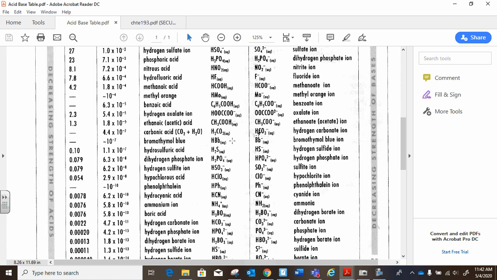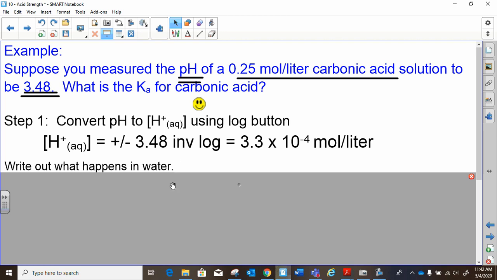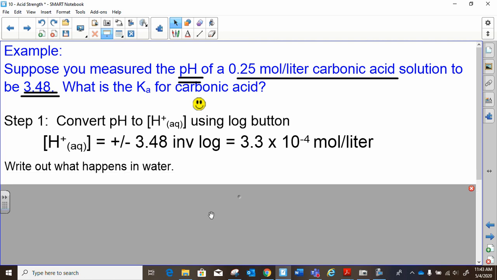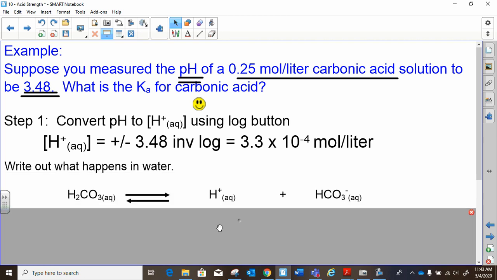So you want to start by writing H2CO3. And then you're going to show me what happens when it breaks apart in water. And remember, I said you only lose one H at a time. So we're going to have H2CO3. We're losing one H only. So we still have HCO3 left. Okay, watch your charges. That's going to be very important come Wednesday or Friday.